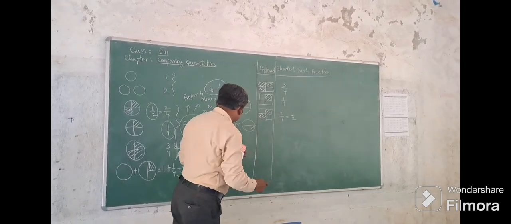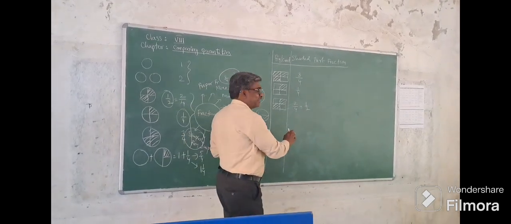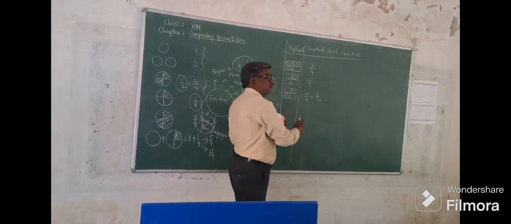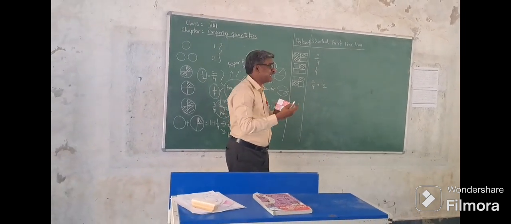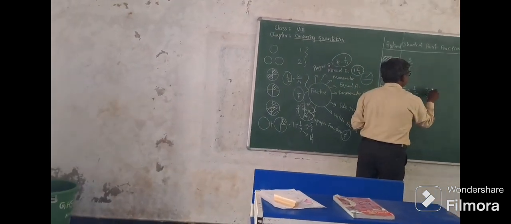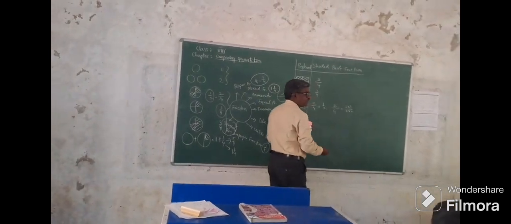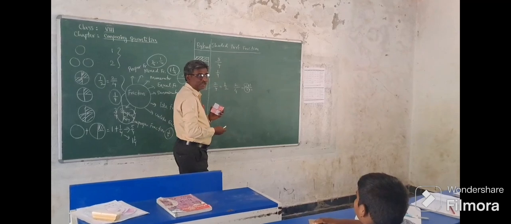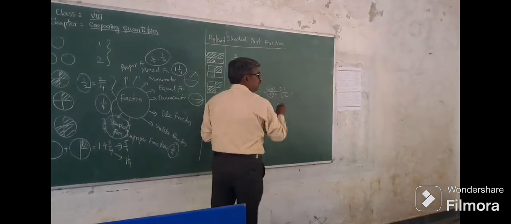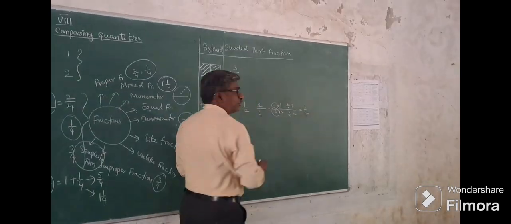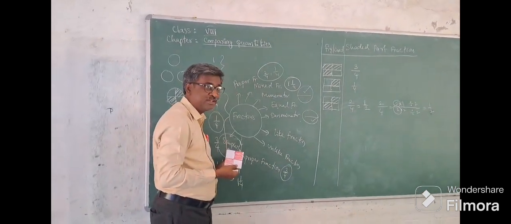Now observe this one. Here is a word. What is that? Simplest form. So here 1 by 2 is the simplest form of 2 by 4. How will you get it? After cancellation. Cancelling 2 by 4: this is 2 into 1 and this is 2 into 2. So there is a common factor in both. By dividing with the common factor, you will get 1 by 2. So this is the way of getting the simplest form.